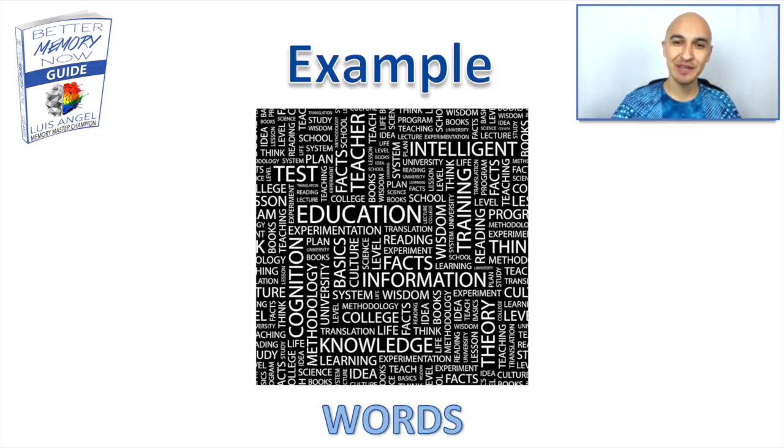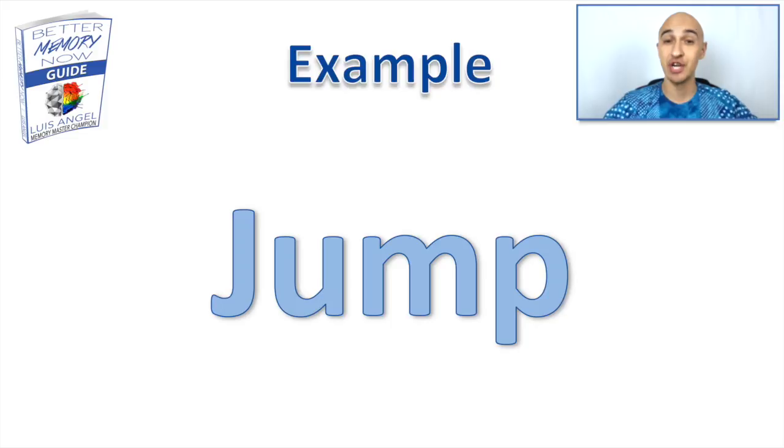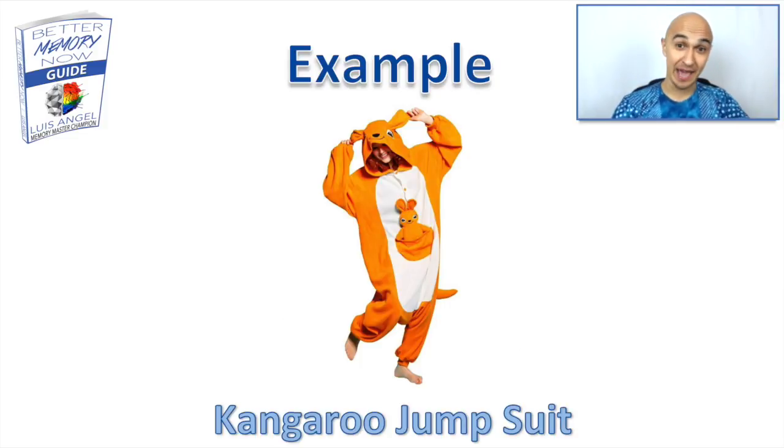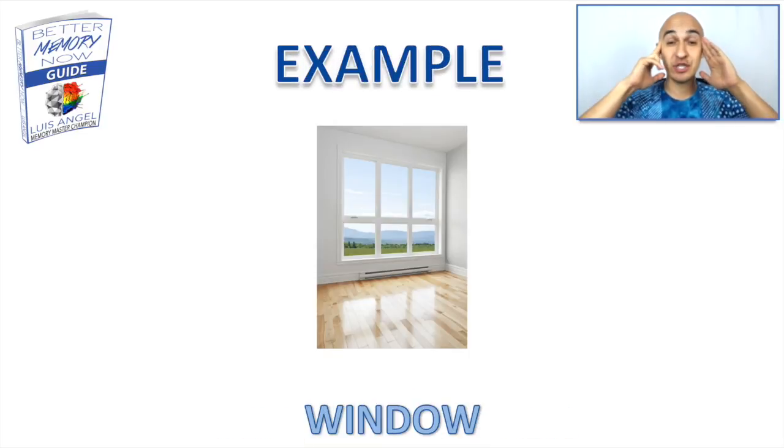Alright, let's go. So in order to give you an example of how this works, let's look at words. Let's say you need to memorize a list of words, and the first word on that list is the word jump. Now what you want to do with the word is create an image out of it. What I would picture is this kangaroo jumpsuit right here. Then what I want to do is jump right to the first location in my memory map for my house.